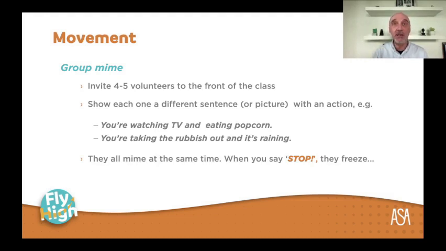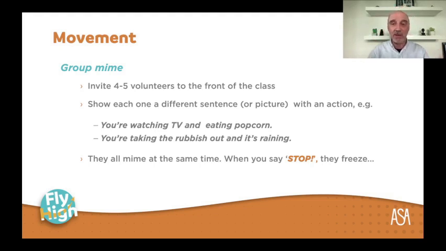They have 10 seconds to do their mime for the sentence that you showed them or the picture you showed them. And then at the end of the 10 seconds, you say stop. And they have to freeze in the middle of their action. If they're eating popcorn, they'll be frozen like this.